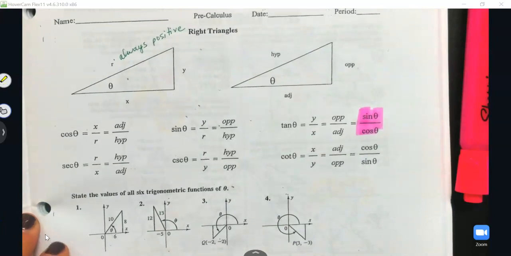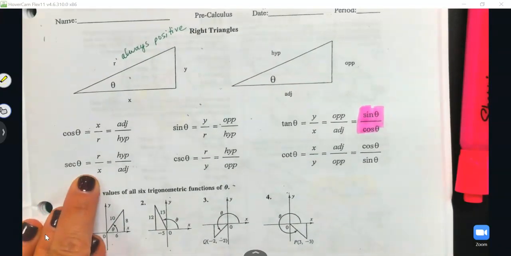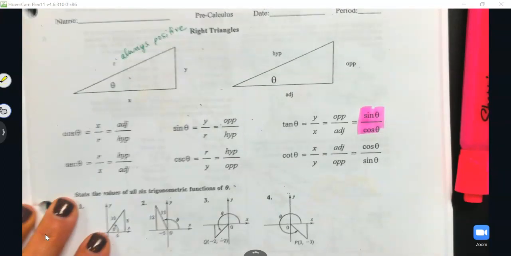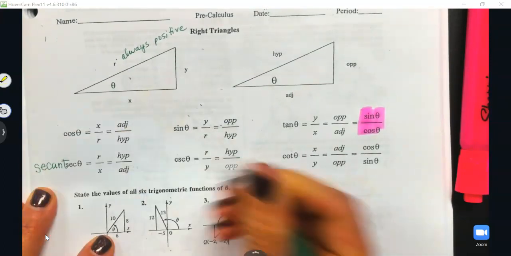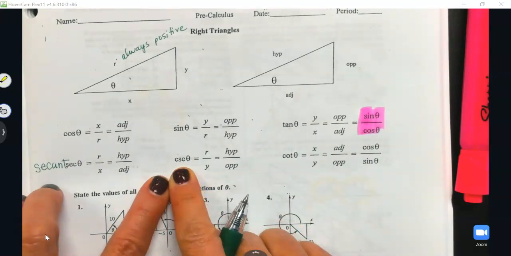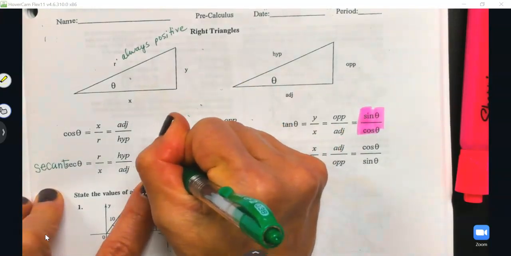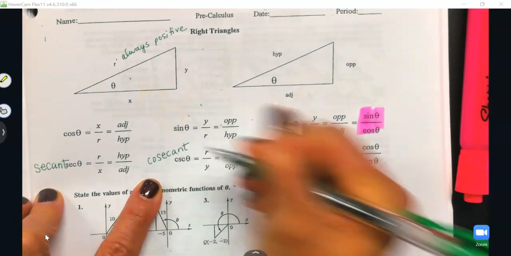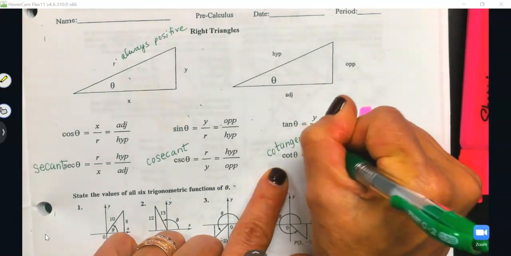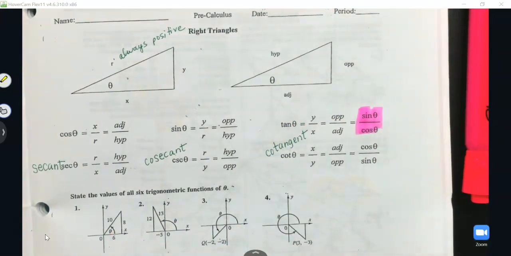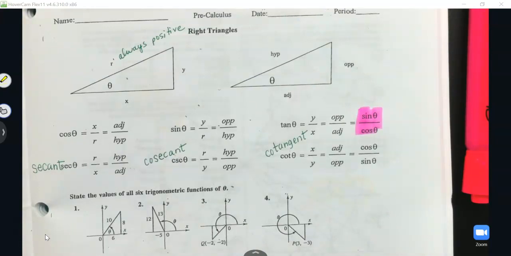These down here, I'm going to assume you guys have not seen these. These are just reciprocals. This SEC stands for secant. The CSC stands for cosecant. And then the COT stands for cotangent. And they are just reciprocals. That's all they are, y'all. If you notice, that's X over R, that's R over X. And the other one is R over Y. And then cotangent is the reciprocal of tangent.